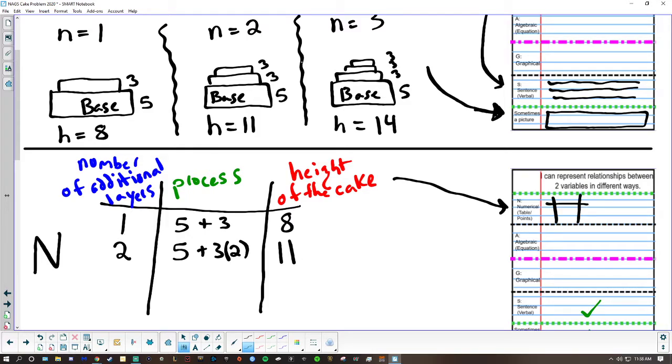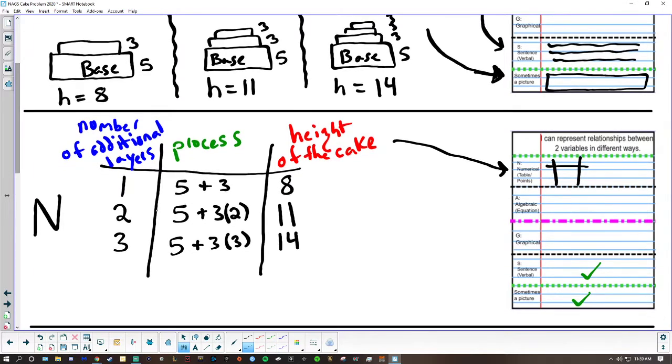Okay, next one. N is 3. So 3 additional layers to our cake. We have a base of 5 plus 3 times, now we have 3 layers. So we're going to do 3 times 3 because N is 3. So the total height of my cake, when I have 3 additional layers, is 14 inches tall.